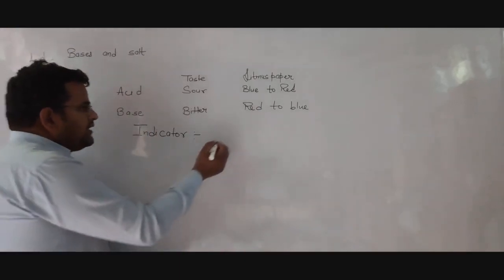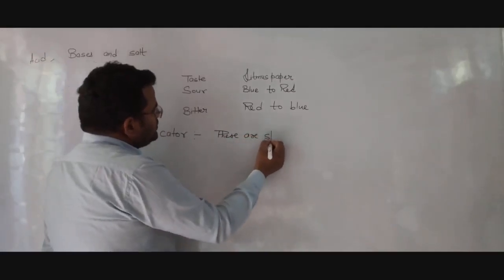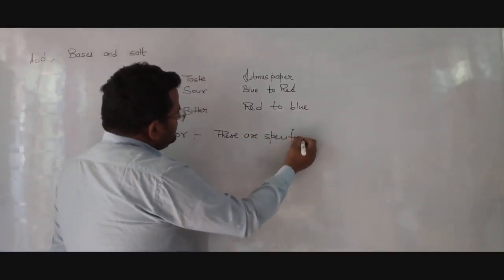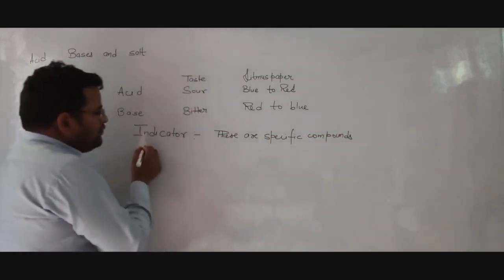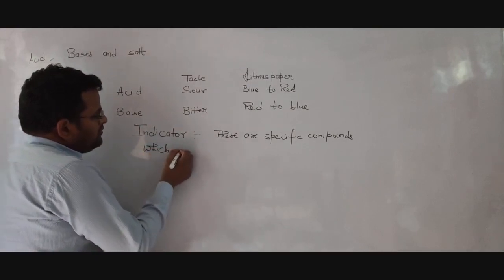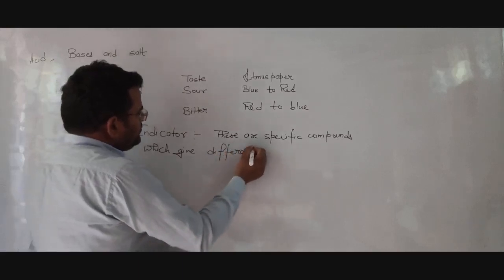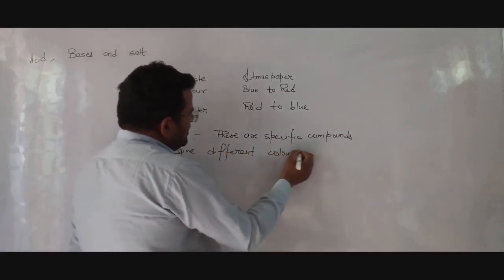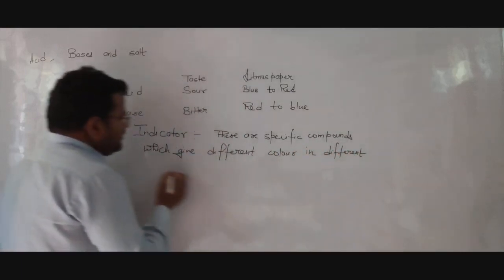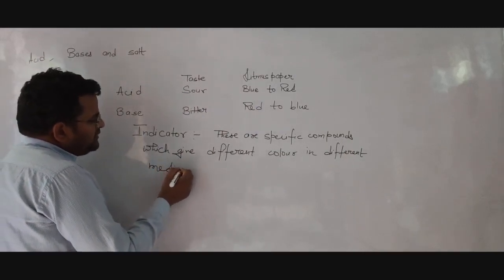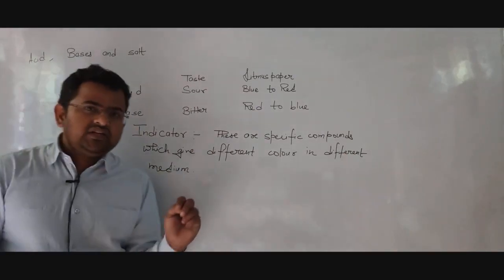So these indicators are specific compounds which give different colors in different mediums. Like if we talk of an acidic medium, the color will be different, and if it's in a basic medium, the color will be different. So how will the color change?